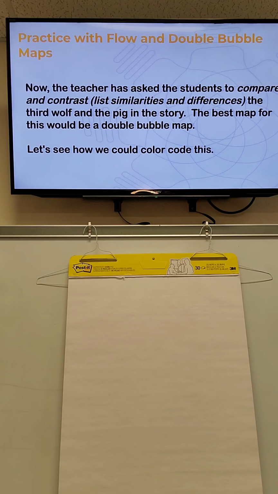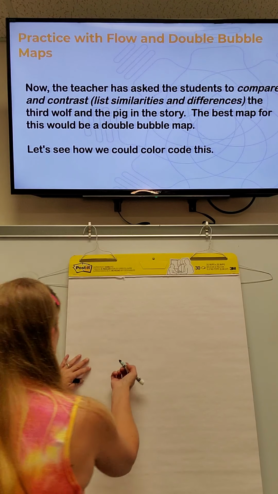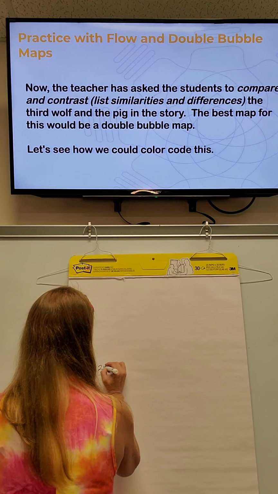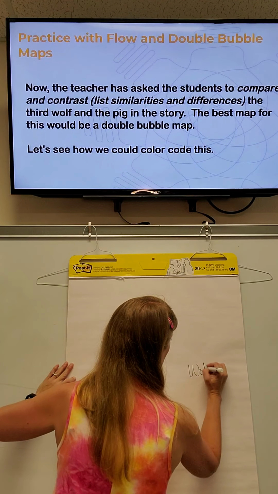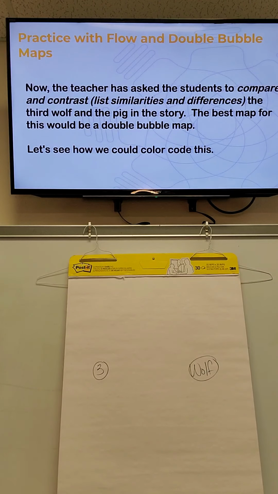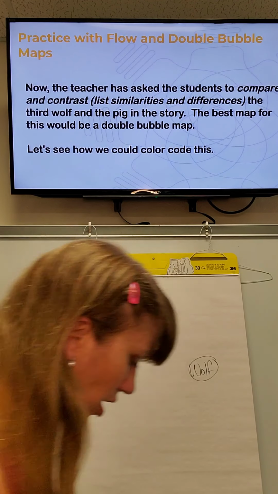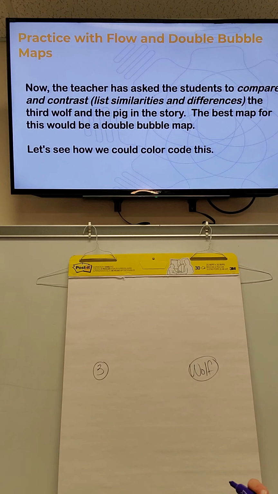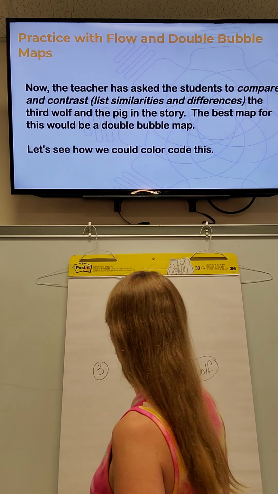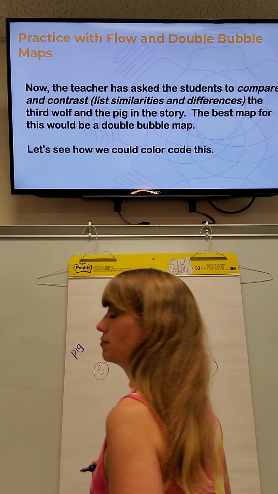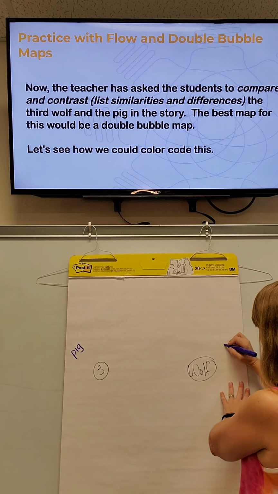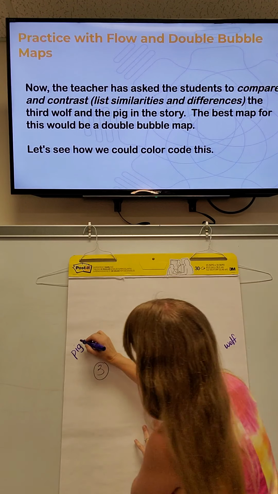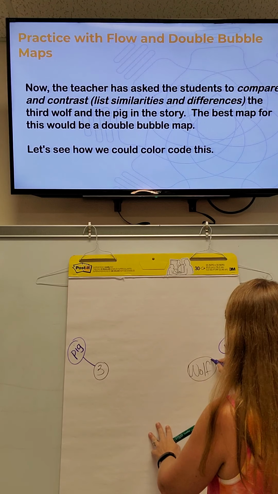So let's see, it says we're going to compare pig 3 and the wolf. So we need one on each side so that we can keep them separated and we can have space for what's the same and what's different. So we're going to put the things that are different in purple and the things that are the same in green. One thing I know about the pig that's different is that he's a pig, which means this guy over here is a wolf. Notice how I am keeping my two sides even.